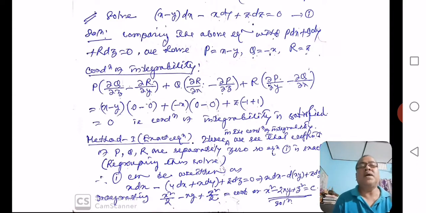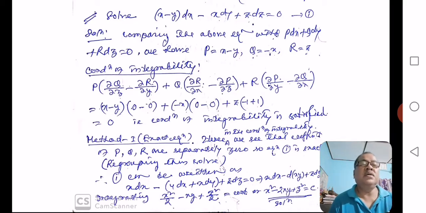Now here one example of a total differential equation is a very simple example, that is (x minus y) dx minus x dy plus z dz is equal to 0. First we have to compare this differential equation with the standard differential equation. That means we can find out the values of p, q and r. Next we have to test the condition of integrability. Here the condition of integrability is satisfied. After that, we see that the coefficient of p is 0, the coefficient of q is also 0, and the coefficient of r is also 0. Since the coefficients of p, q, r are 0, this is an exact differential equation.